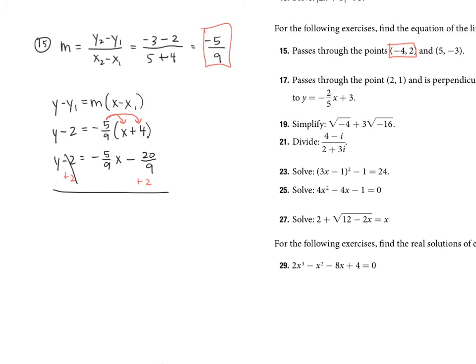So if you're adding fractions, you need to have a common denominator. So rather than 2, that's like 2 over 1. To find a common denominator, you want to multiply by 9 over 9. So that'll be 18 over 9. So we're going to end up with plus 18 over 9. So we'll have y equals negative 5/9 x. Negative 20 over 9 plus 18 over 9 is negative 2 over 9. And so that would be our linear equation in slope-intercept form.